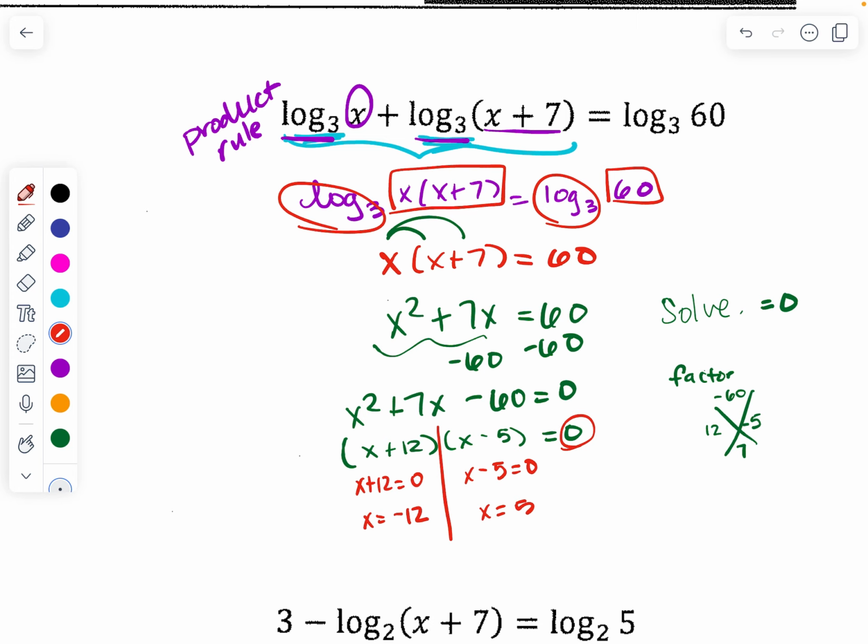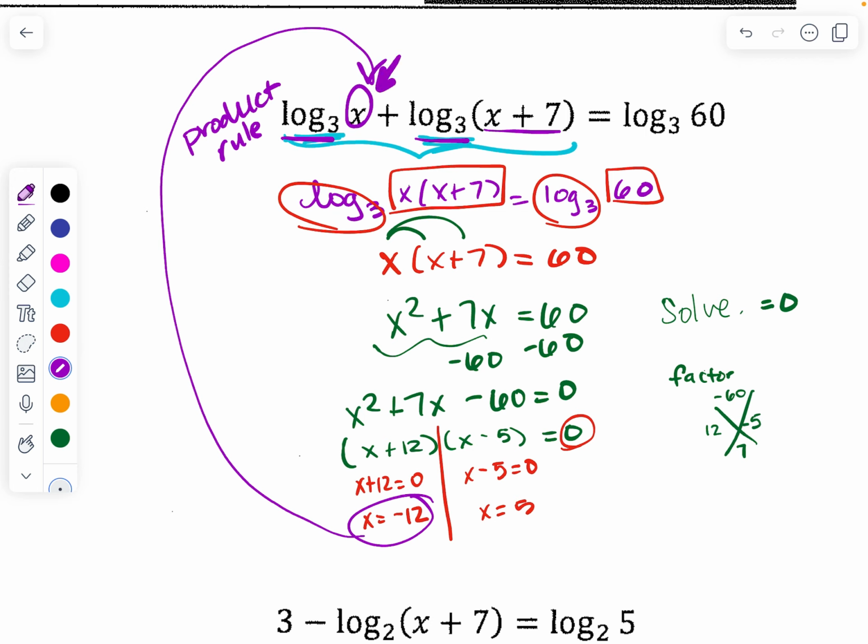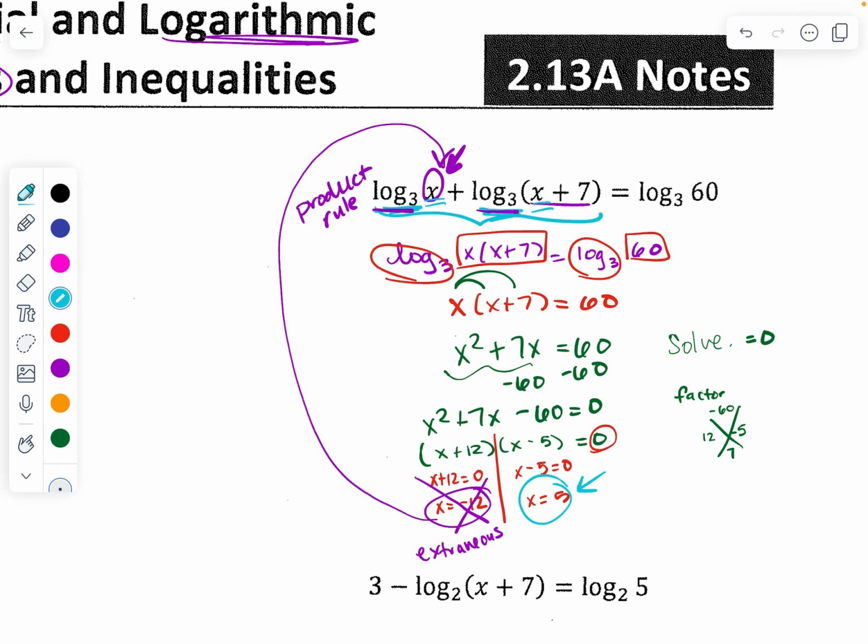Remember, though, that as we plug things in, we have to go back to check for extraneous solutions. So if I were to plug negative 12 back in, this would give me a log base 3 of negative 12. Remember, we can't ever take the log of a negative number. So this is an extraneous solution. But if I plug in 5 into both of those, here and here, it will work either way. So this is our solution, x equals 5.